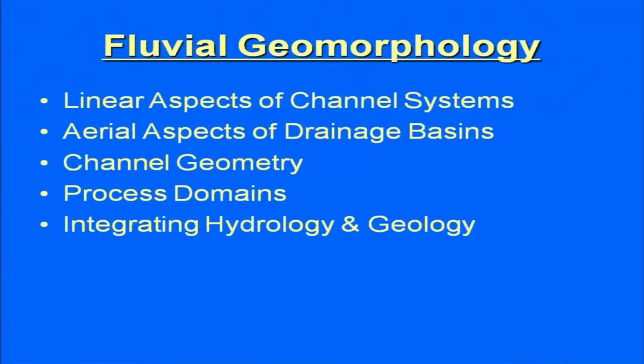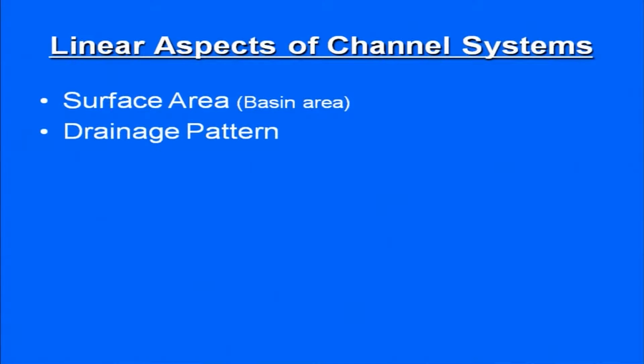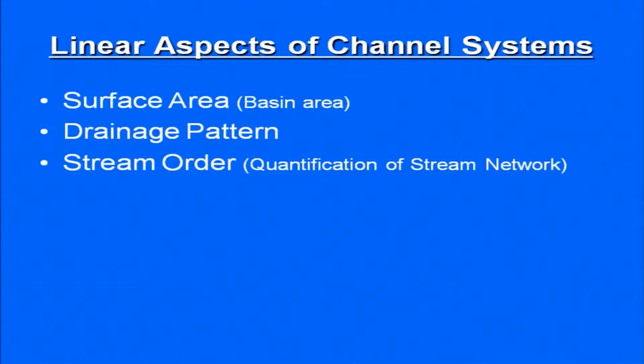integrating hydrology and geology. This plays an important role in the formation of the drainage pattern on the surface, because the geology, that is the material which exists subsurface, plays an important role in the evolution of the drainage basin and drainage pattern. So, the linear aspect of the channel system, surface area, that is what we are going to talk about: the basin area, drainage pattern, then stream order.